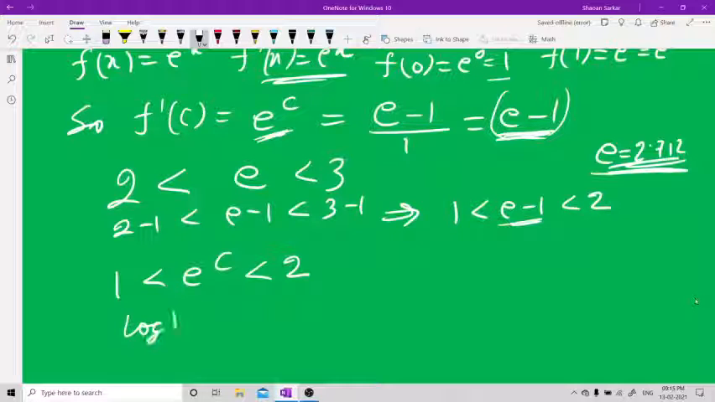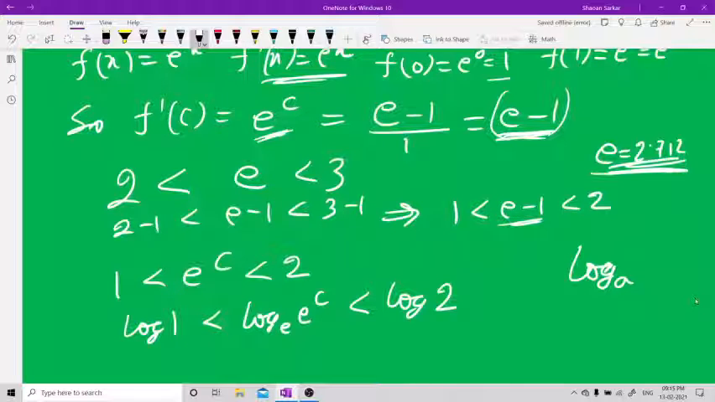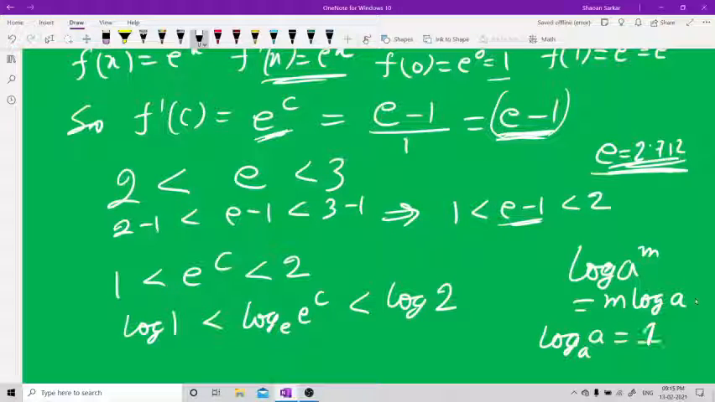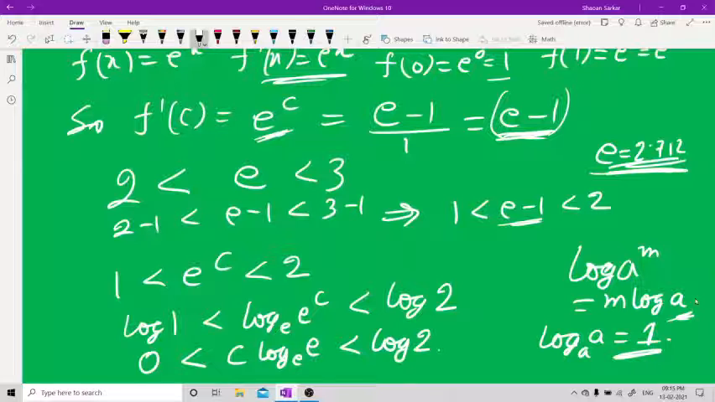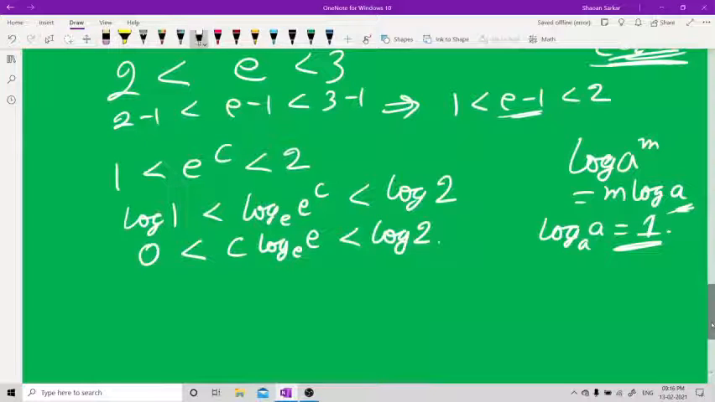Taking log, log 1 is 0, log e to the power of c is c, and log 2. And remember one thing, log a to the power of m is m log a, and remember one thing, log a base a, a number a, is always 1. This is a known fact. So log 1 is 0, so this is c log e, and log 2. Now log e base e will behave like this, so this will be 0 less than c less than log 2.